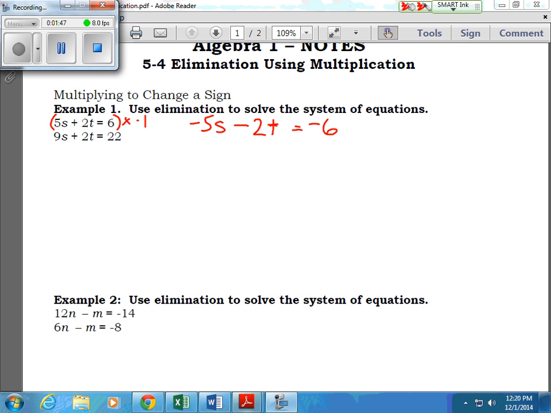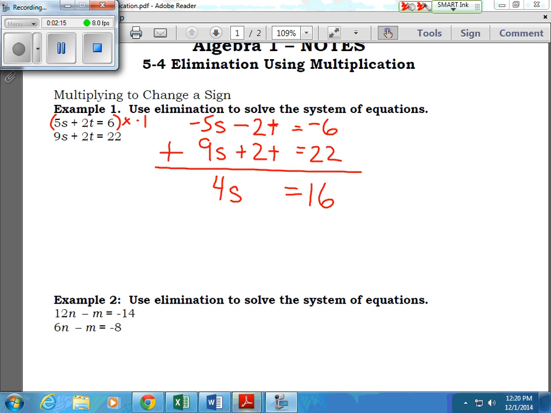We're going to leave the second equation alone: 9s plus 2t equals 22. And then we're going to add the two equations together. Now the t's will zero out. I'll be left with 4s plus 0 equals 16. 4s is equal to 16. Divide by 4. S would be equal to 4.